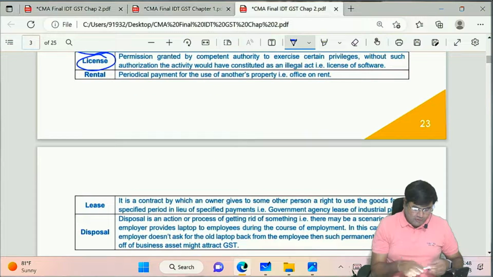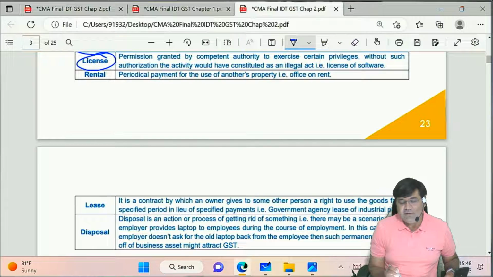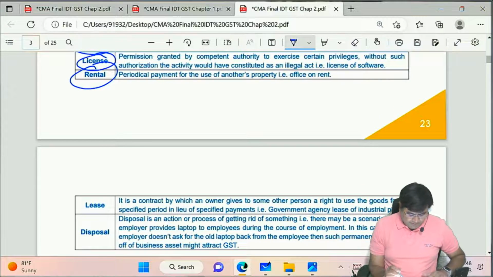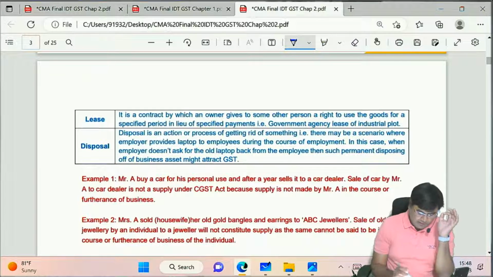Rental, office on rent, flat on rent. So this term you people are familiar with. Lease.